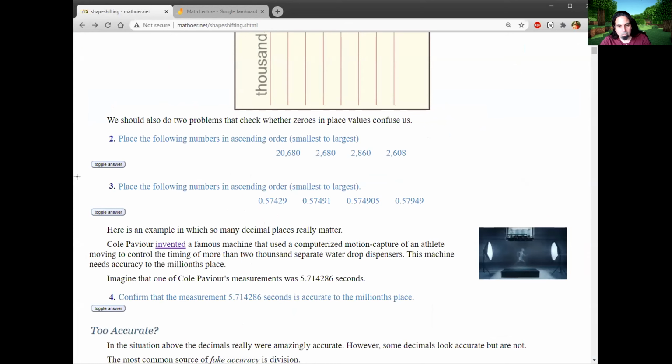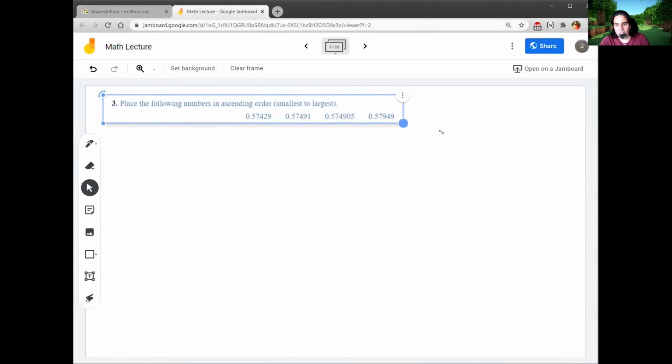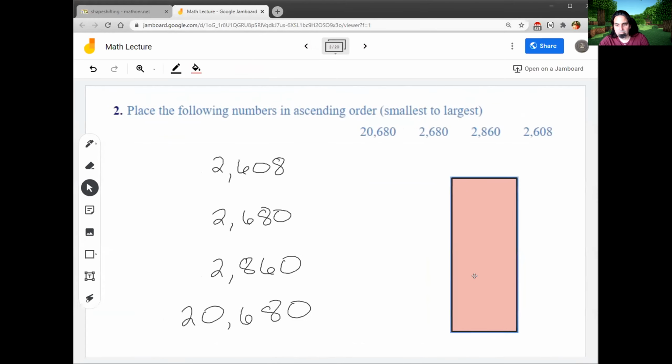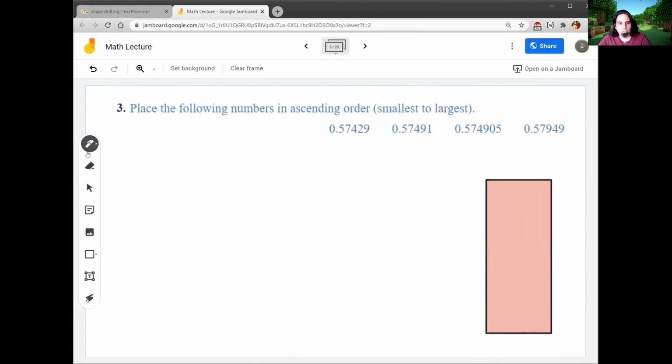Okay, now we get to what might be tricky. We're going to do the same thing with the decimals. Okay, which of these is smallest? Maybe that's the wrong way to go about it. Maybe we should think about what's biggest first. Tell me what you're thinking.